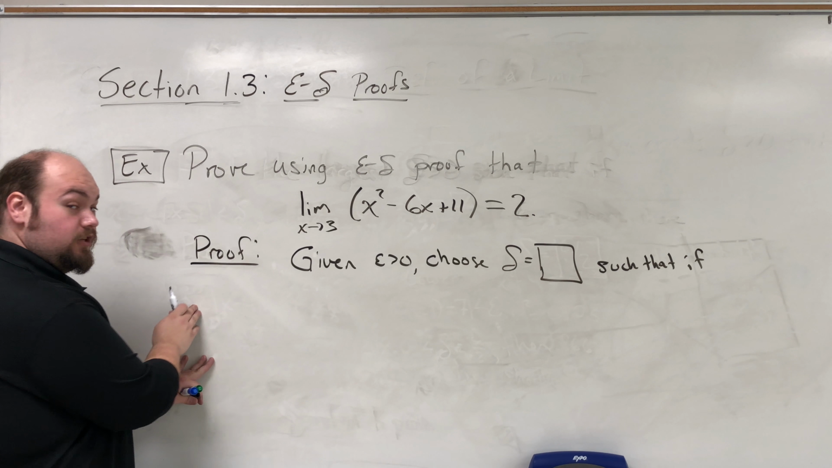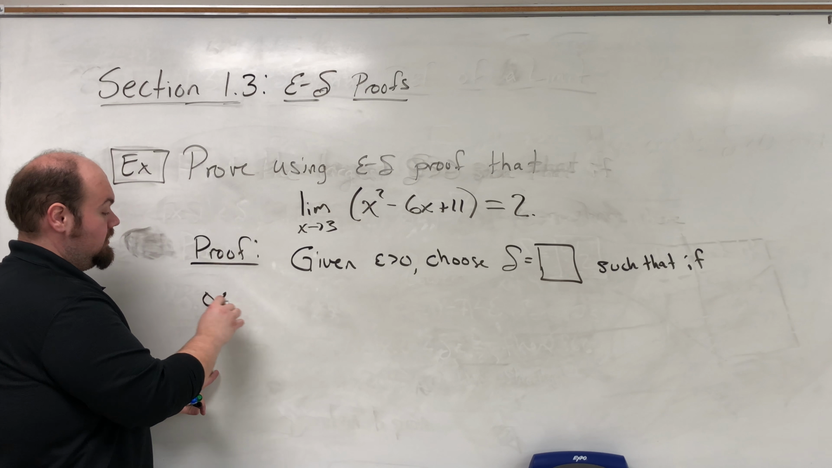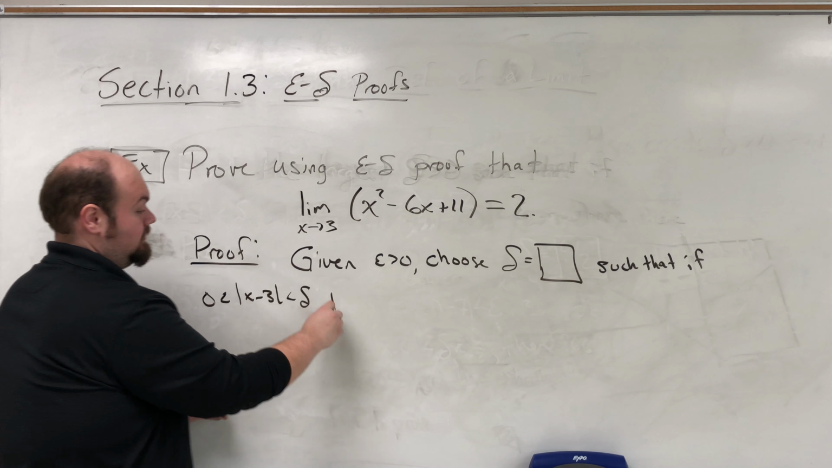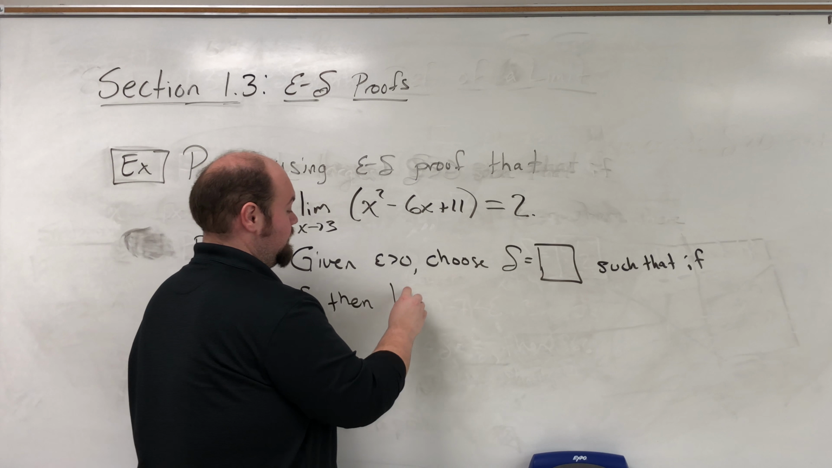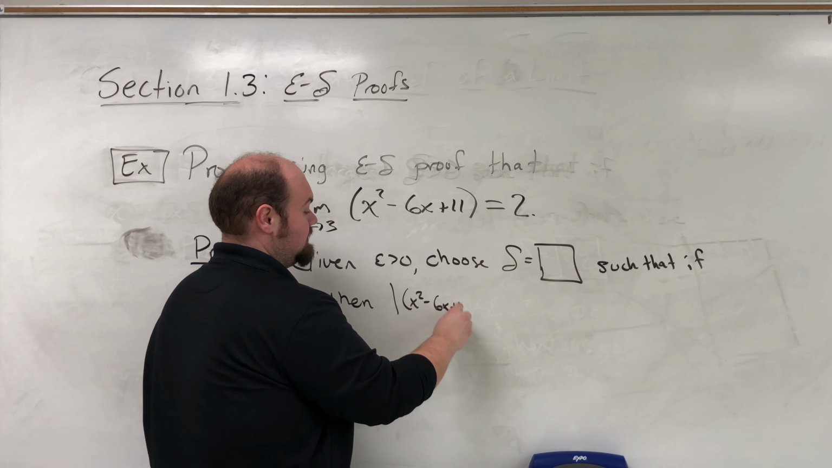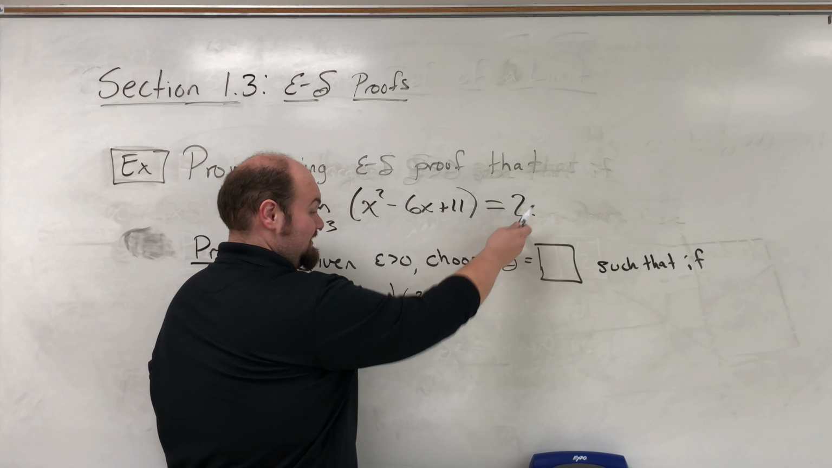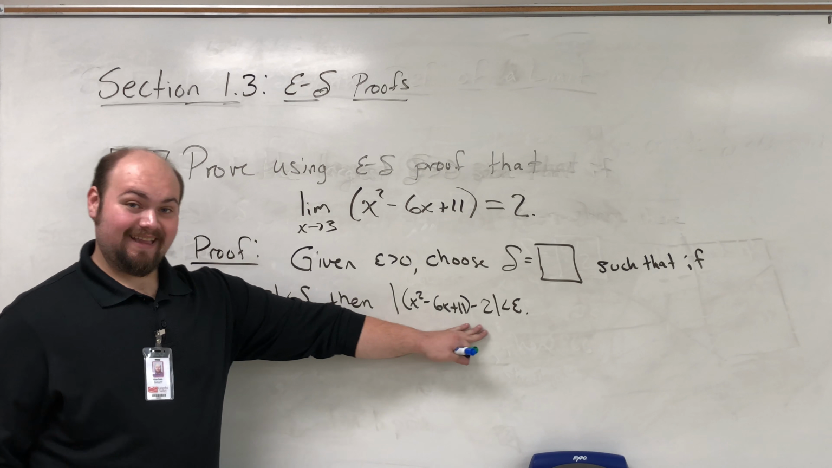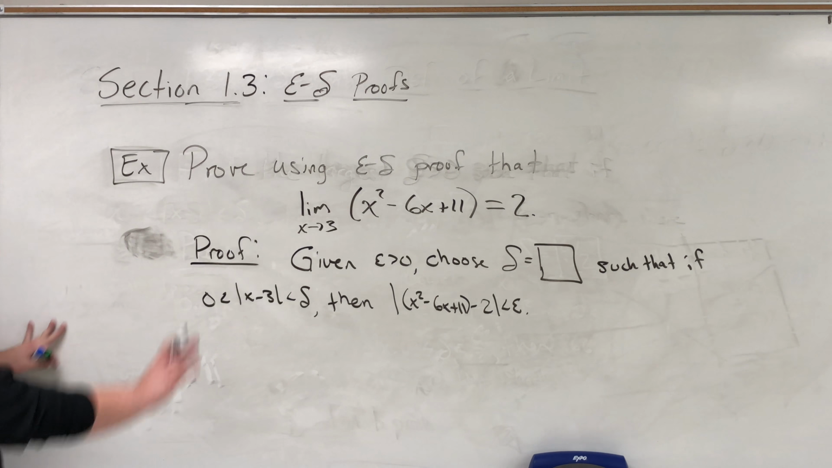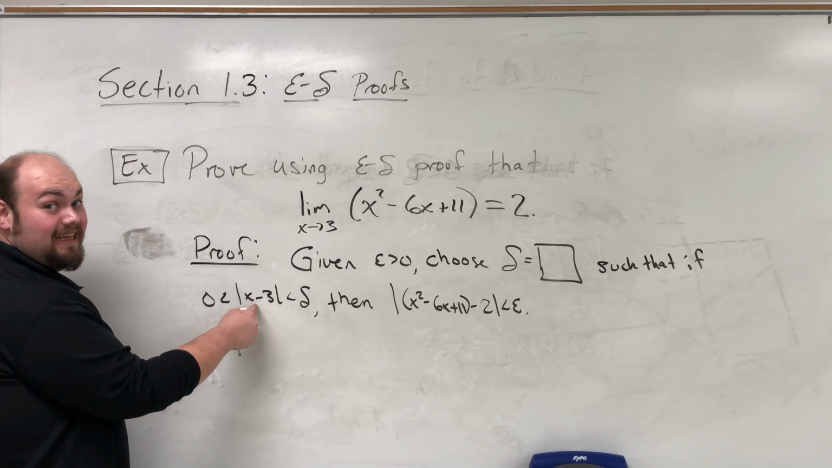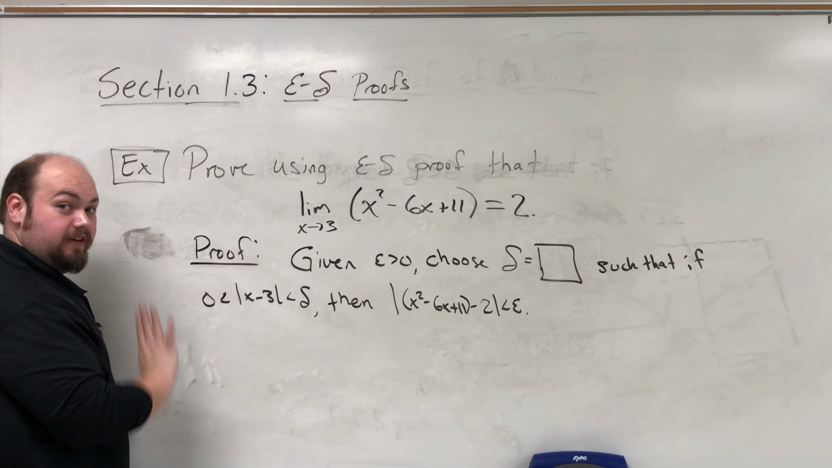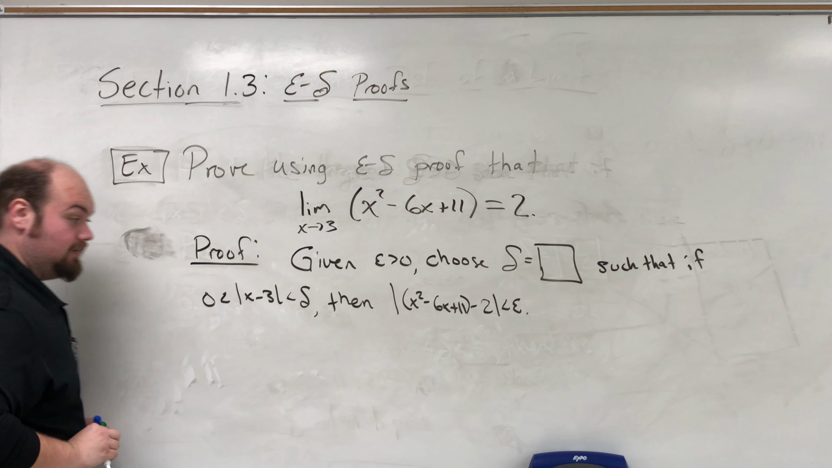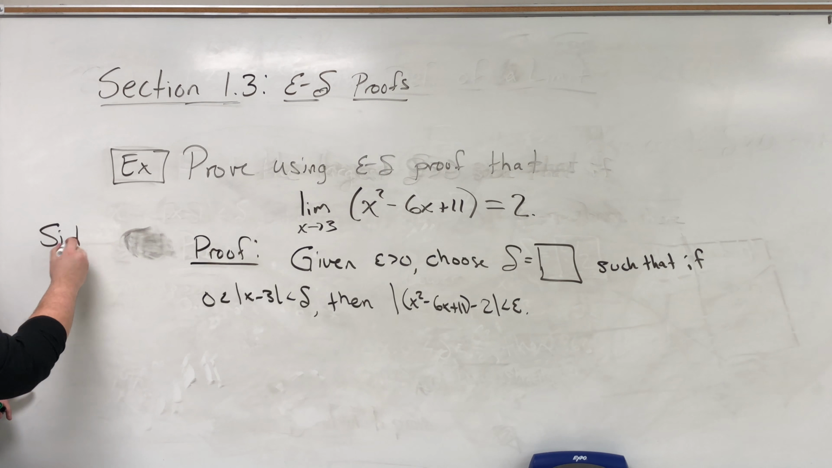We're going to use the side work to get that something such that if, remember we've got to use the absolute value inequality notation, 0 is less than absolute value of x minus 3 is less than delta, then the absolute value of x squared minus 6x plus 11 minus the limit value, which is 2, is less than epsilon. So I'm going to take this part right here, come over and do some side work to figure out how can I get this piece that I want. So if you look at the previous example, I'm going to have to get absolute value of x minus 3 to choose my delta. So let's go over here and write side work.